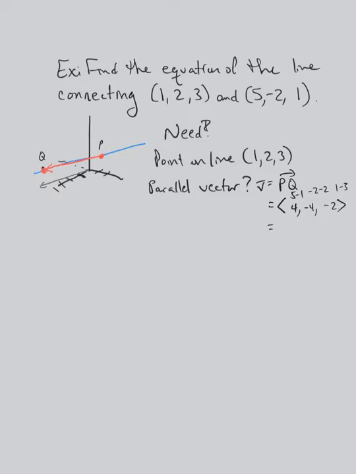Okay, now this could be our parallel vector, 4, -4, -2. But notice I could factor out a 2 from that and get 2, -2, -1. And all we're looking for is any vector that's parallel to the line. And notice this vector right here is a little bit simpler than that vector right there. So I'm going to use that. I like to keep things simple. You don't have to. And that brings up an important point.